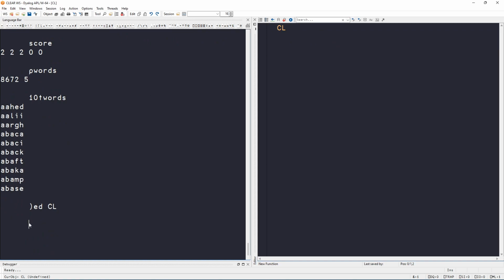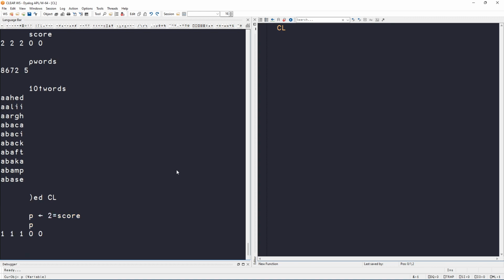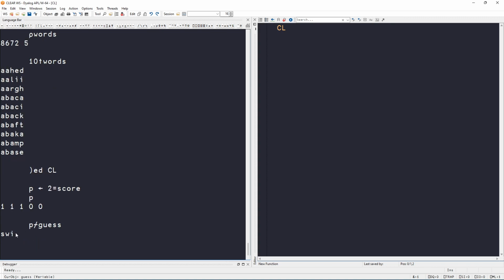Well, the first thing we need to do is check which positions we care about. So we need to take the score and compare it with a 2. And this gives me the positions where we have 2's. So these are the columns that I'm going to care about. So if I take the P and I compress the guess, these are the letters that I want.